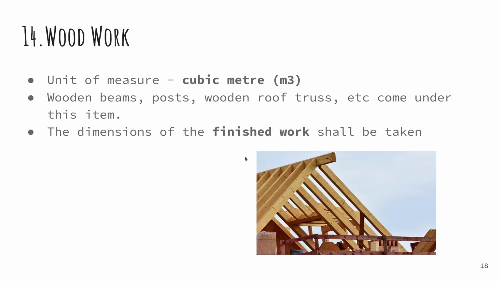Okay, the next one is woodwork. The unit of measurement of woodwork is cubic meter. Wooden beams, posts, wooden roof truss, etc. come under this item. The dimensions of the finished work shall be taken. So it's a finished work which is actually measured. So in the picture, you can see there is a truss. It's made of wood. So here the quantity would be made in cubic meter. We will be making the measurement for the finished product. So a lot more of wood would have been wasted while making all this, but that wouldn't be measured.